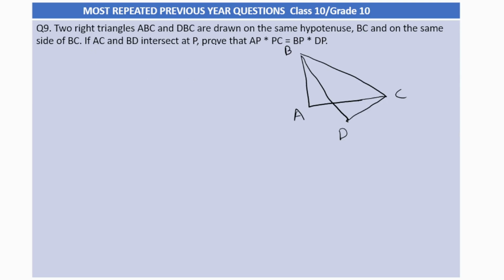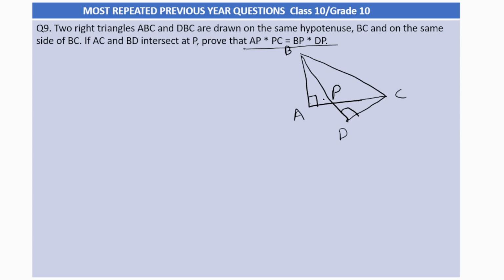If AC and BD intersect at P, means this is the point where AC and BD intersect at P. Prove that AP into PC is equal to BP into DP. Now, how can we prove this particular point? Let's take this triangle. This is a right angle triangle at A, triangle ABC. Similarly, this triangle DBC is right angled at D. So, these two angles are right angles, right?